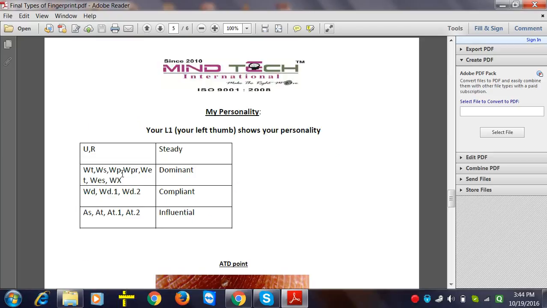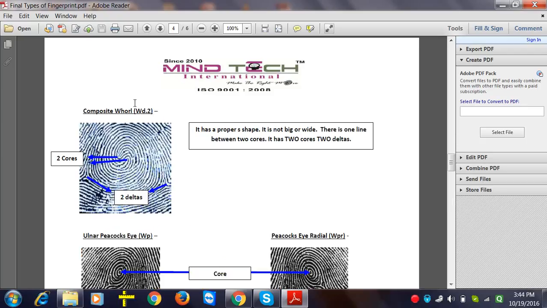Then this is your L1, which shows your personality. So if your L1 is U or R... these all are fingerprint codes. As you can see, I've already mentioned up here the codes next to the fingerprint. For composite whorl it's WD.2, ulnar peacock IWP. These are the codes for fingerprints.